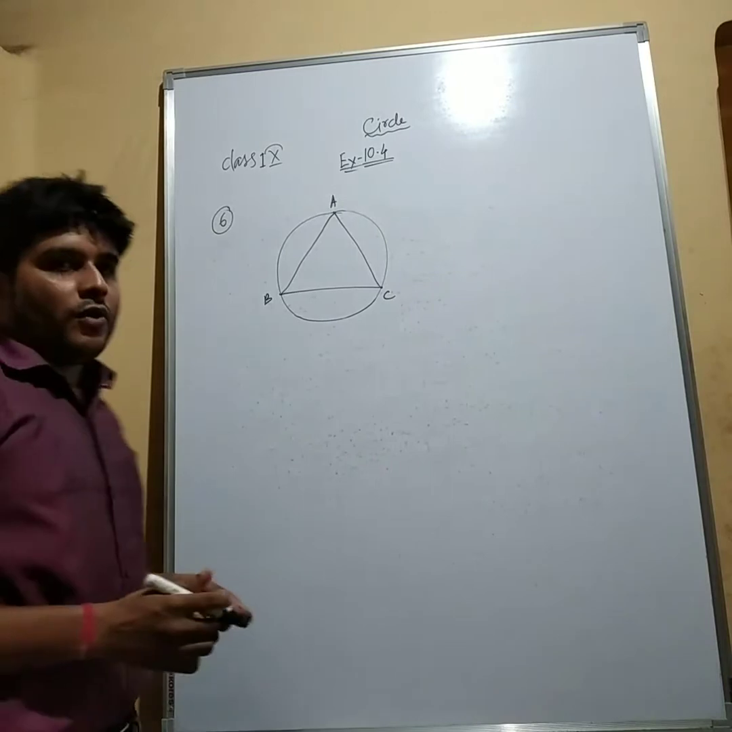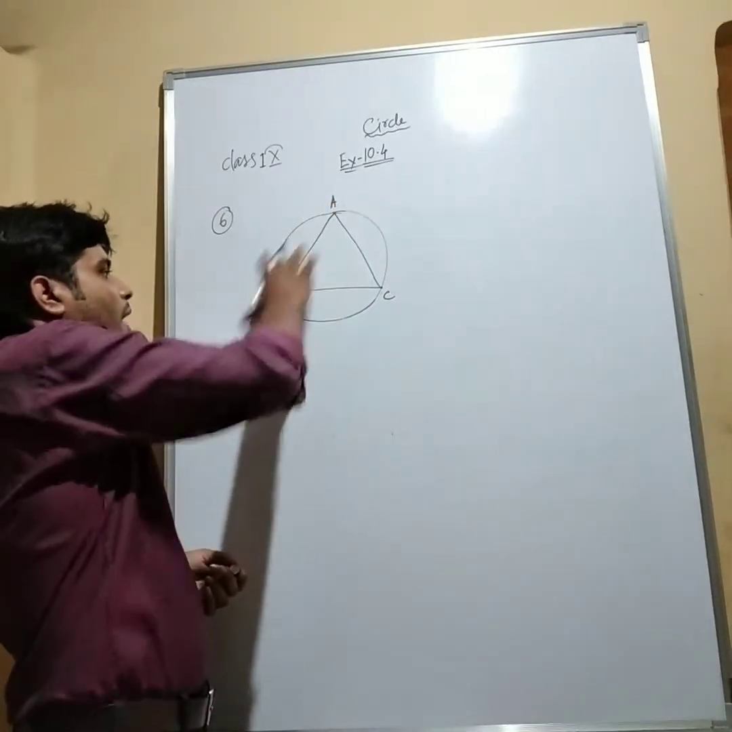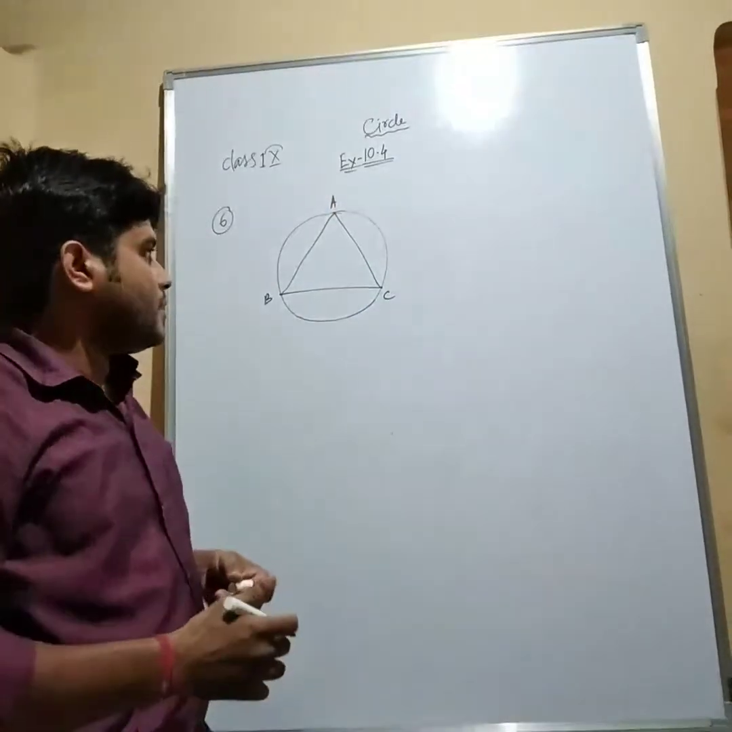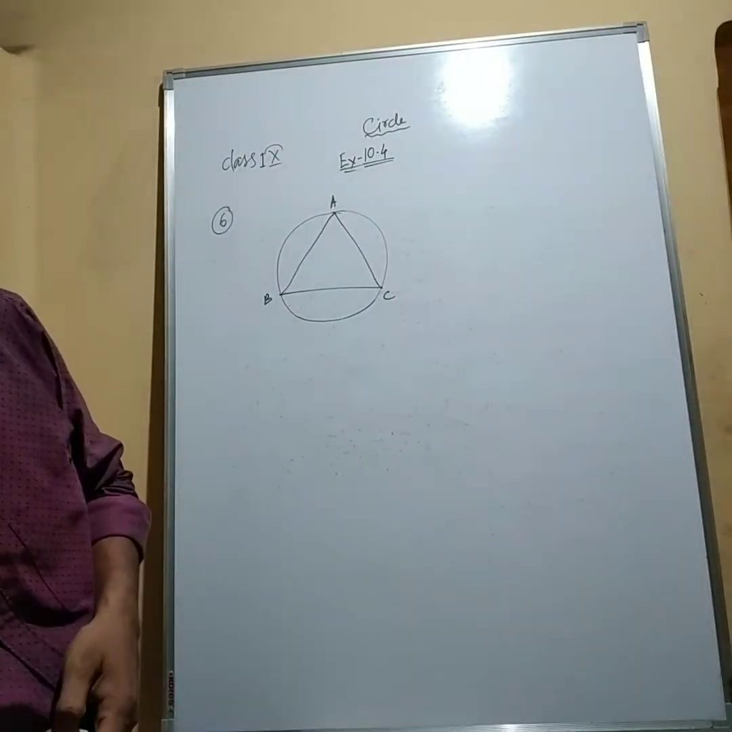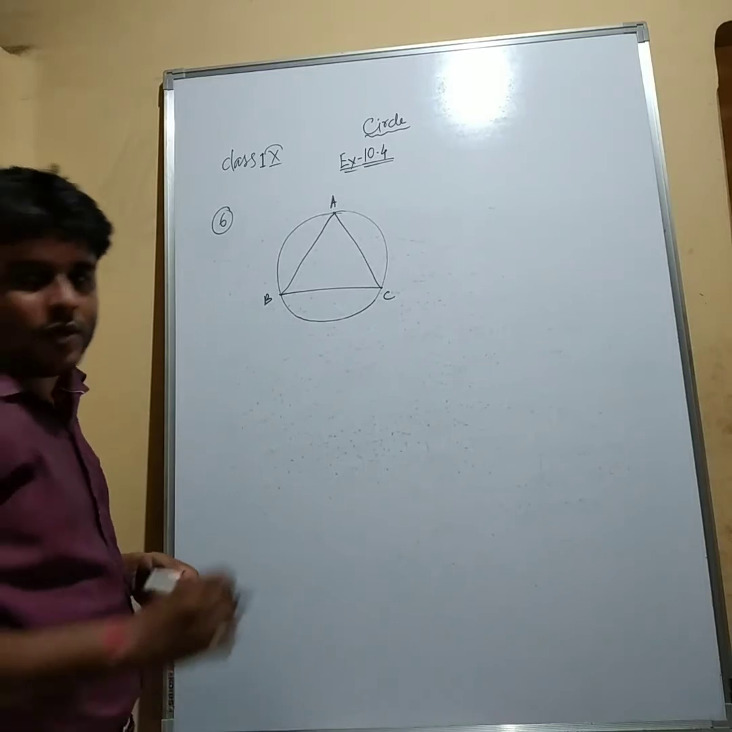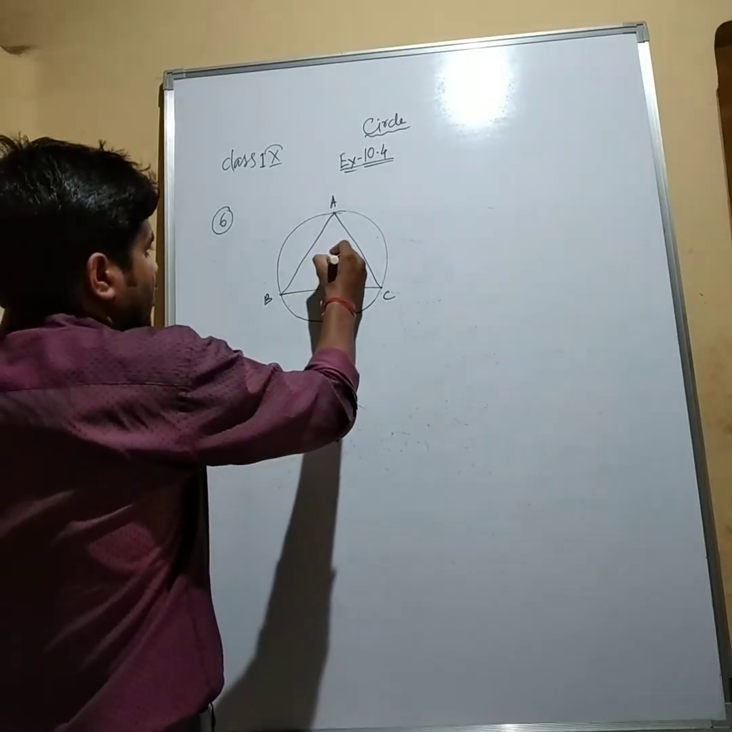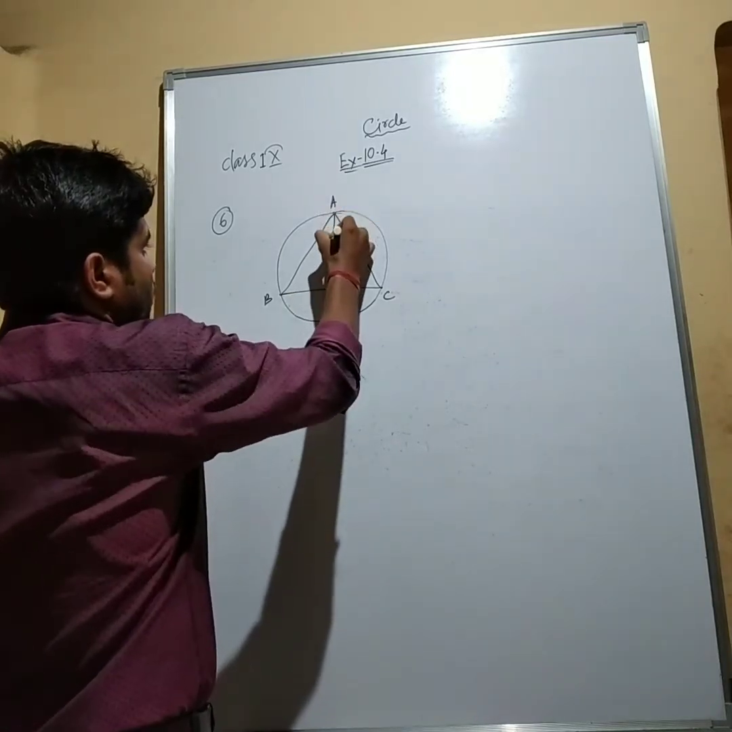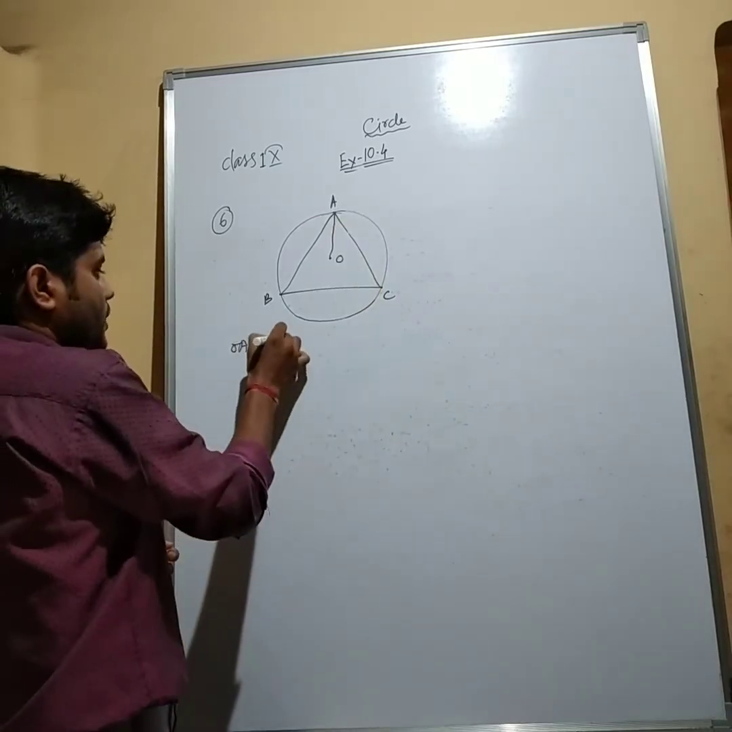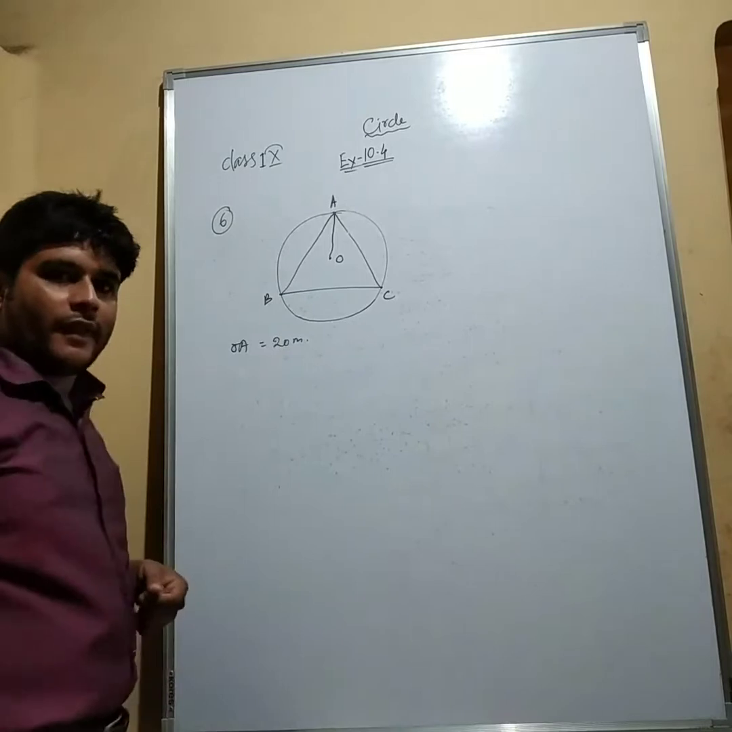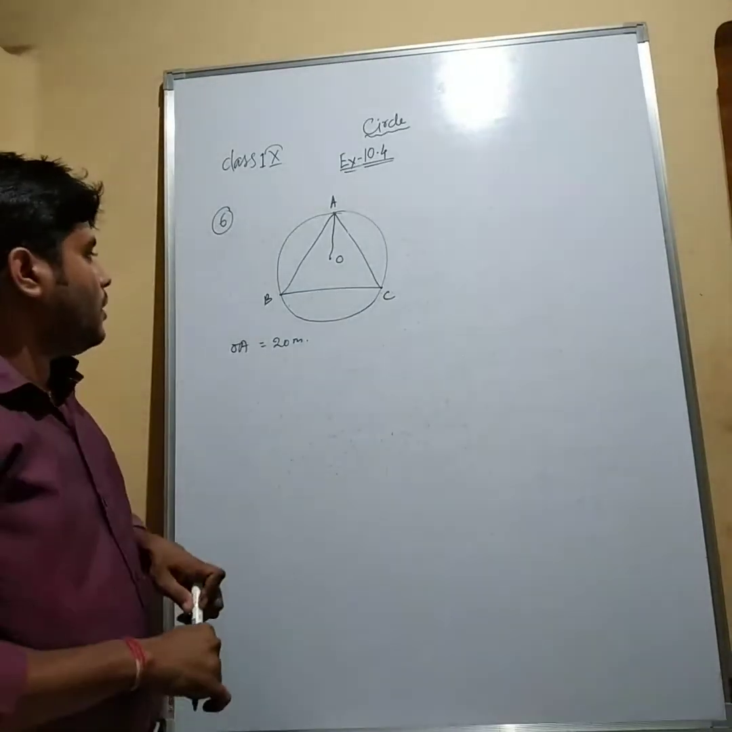So we have to find out the length of string, meaning AB or BC or CA, that means the side of the equilateral triangle. And what is given? The radius of this circular park is 20 meter. That means OA is 20 meter. It is given.